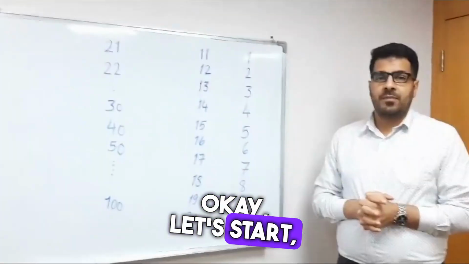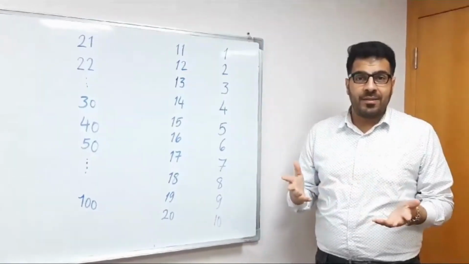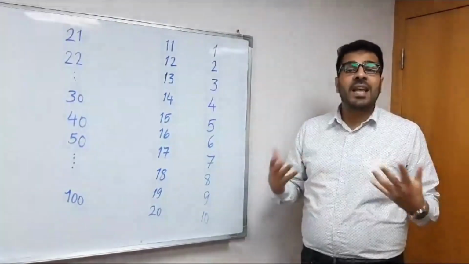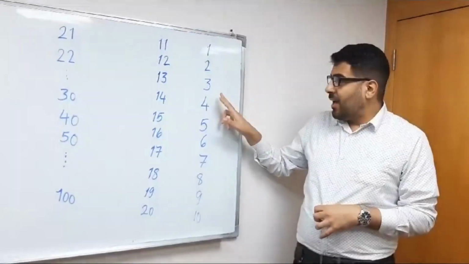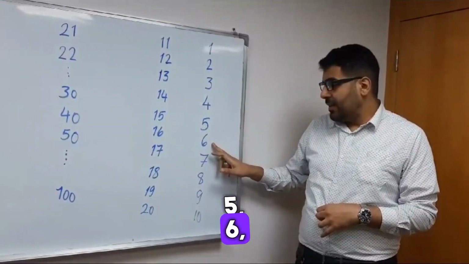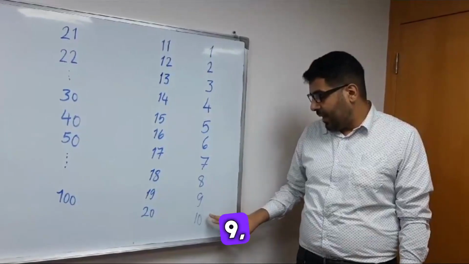Okay, let's start. So one in Arabic is واحد, واحد. Then we have two, which is اثنان, اثنان. ثلاثة, أربعة, خمسة, ستة, سبعة, ثمانية, تسعة, عشرة.